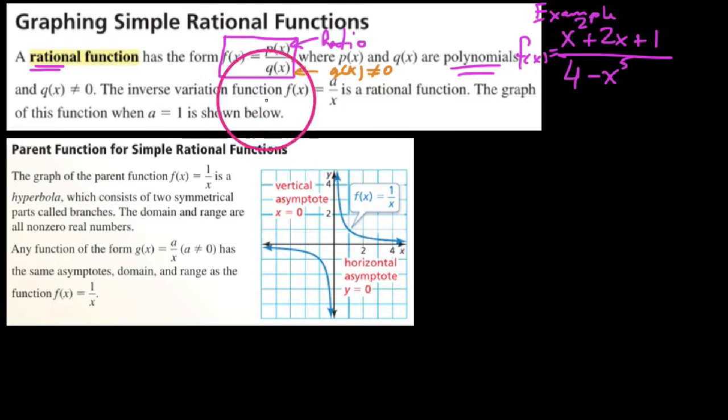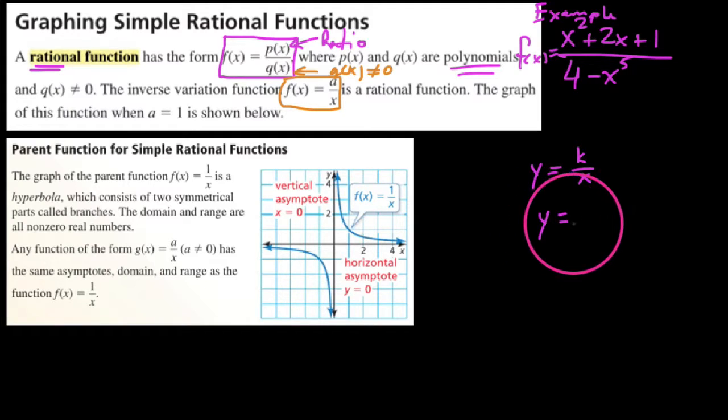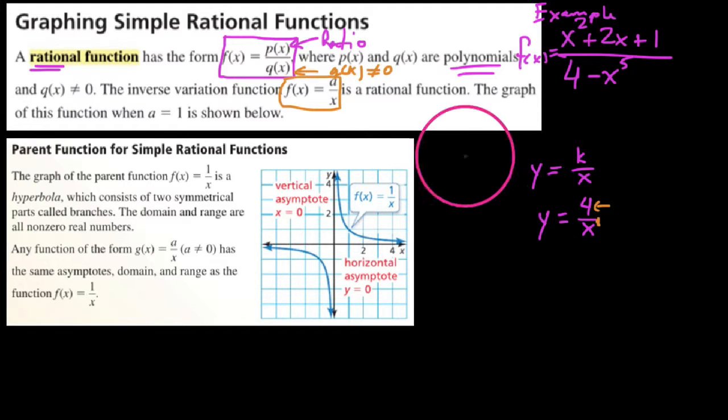We say that the inverse variation function, f of x equals a over x, or you may have seen k over x, is a rational function. We could say that's an example of a rational function as well, because when we express them as some k over x, then our constant of variation, maybe it was like 4 over x or something like this. You could certainly see that 4, even though it has no variables, is a 0-degree polynomial. And then this x to the first is just a polynomial. So this certainly would qualify as a rational function.